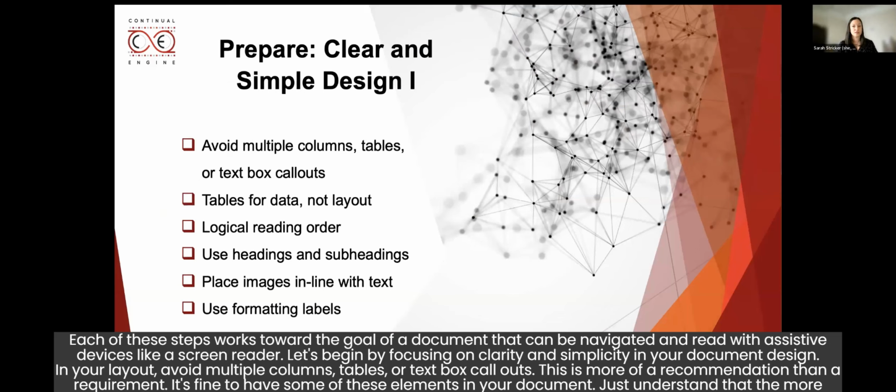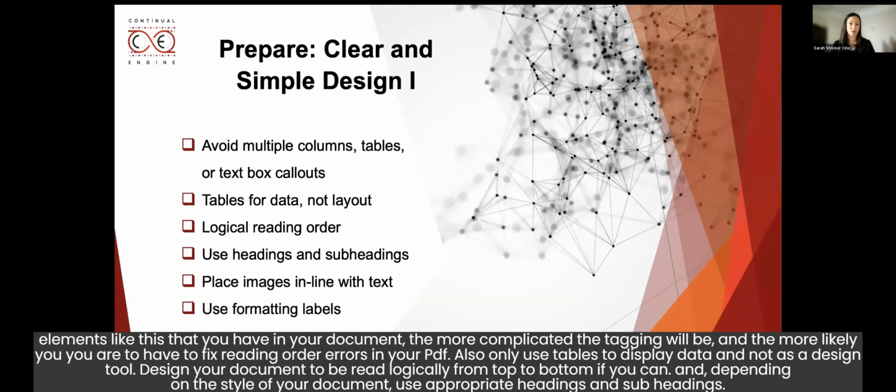Let's begin by focusing on clarity and simplicity in your document design. In your layout, avoid multiple columns, tables, or text box callouts. This is more of a recommendation than a requirement. It's fine to have some of these elements in your document. Just understand that the more elements like this that you have in your document, the more complicated the tagging will be, and the more likely you are to have to fix reading order errors in your PDF.